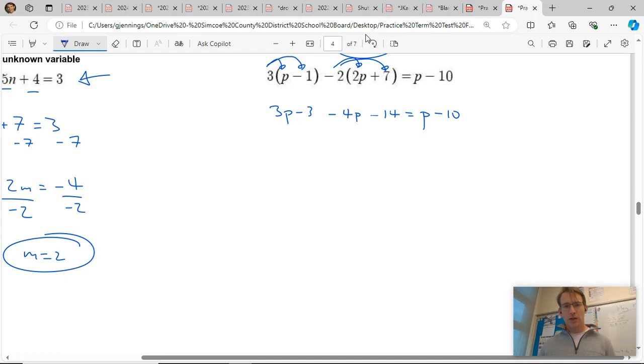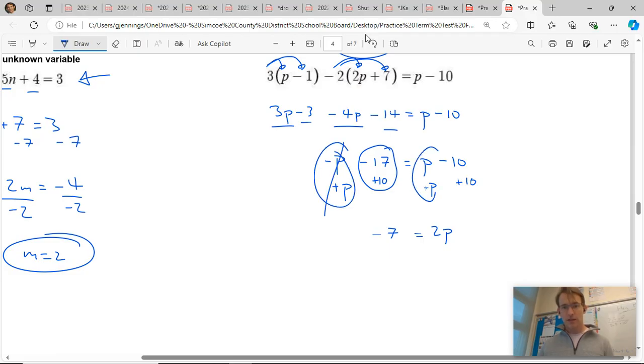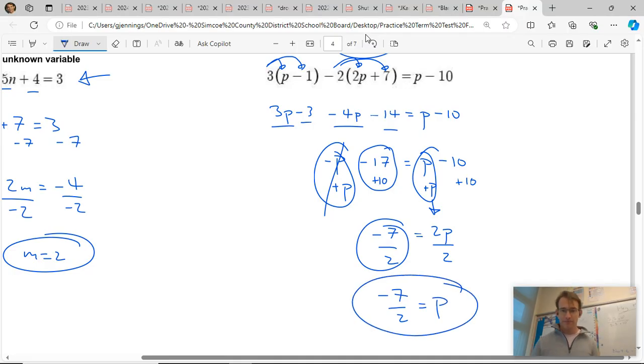Collect our like terms. We have negative p, when we take the 3p and the minus 4p, put them together, minus 17 equals p minus 10. Add 10 to both sides, and add p to both sides. This gets all my numbers to one side over here for minus 7. That's minus 7 is equal to 2p, because this is 0 as well, and this is 2p. Divide both sides by 2. Negative 7 on 2 is the final answer, so I'm going to write negative 7 on 2 is equal to p. There we go. Very cool, eh? Very cool.